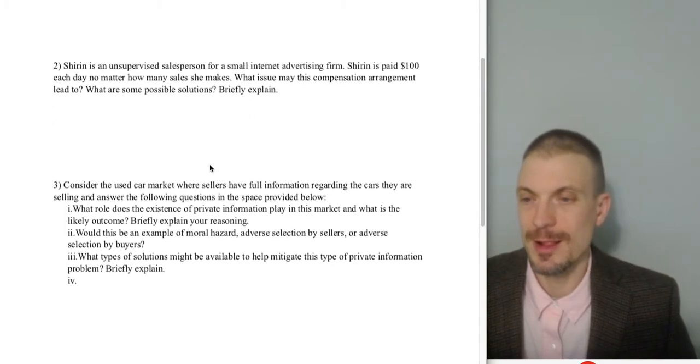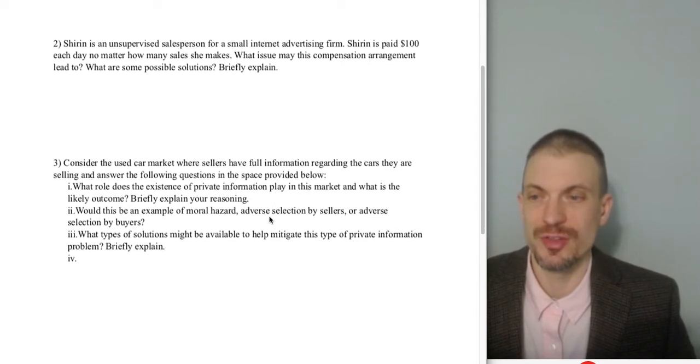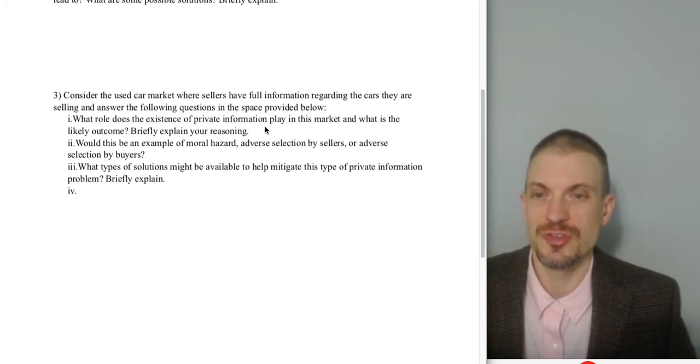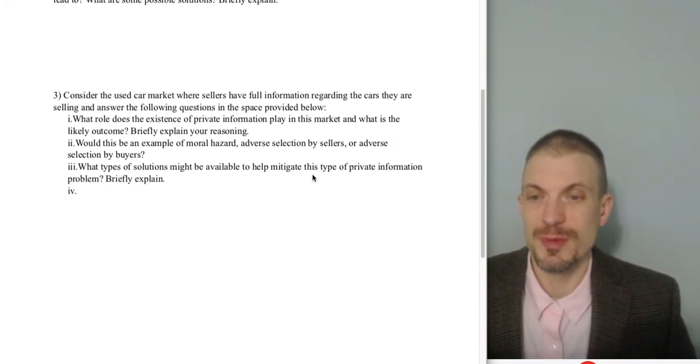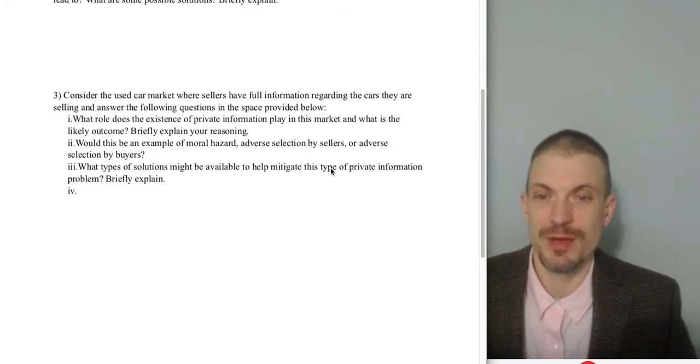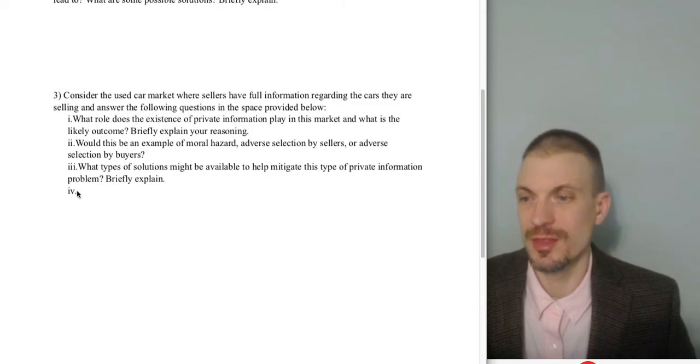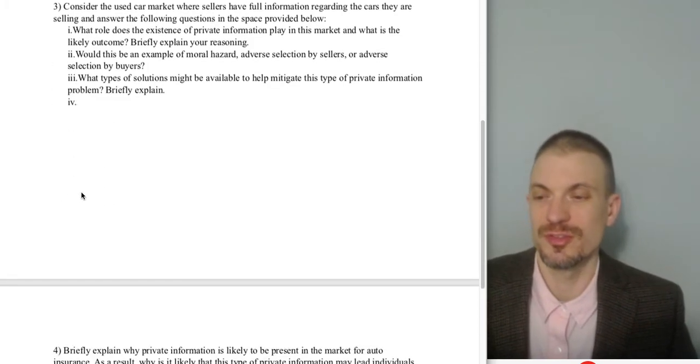Briefly explain. Consider the used car market, where sellers have full information regarding the cars that they are selling, and answer the following questions in the space provided below. What role does the existence of private information play in this market? What's the likely outcome? Briefly explain your reasoning. Would this be an example of moral hazard, adverse selection by sellers, or adverse selection by buyers? What type of solutions might be available to help mitigate this private information problem? Briefly explain.